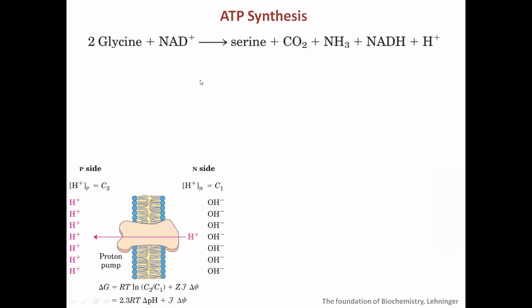So this is a plant system. There is another source of the NADH, that is the 2-glycine. So they are reducing the NAD plus to form the serine and carbon dioxide molecules, ammonia and the NADH. So this is an alternate source of the NADH in the plant.